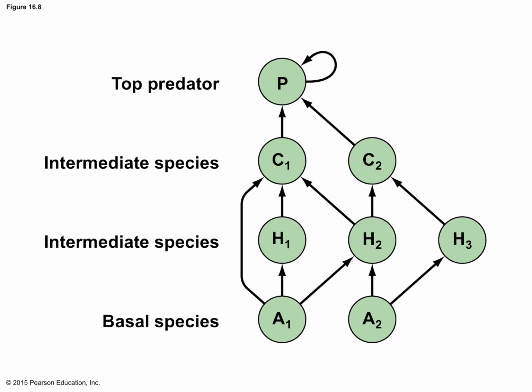So again, this is just showing us the basic structural framework of the food web. It's showing us the links in terms of what directions energy is flowing, and really who is feeding on whom in terms of basal species, intermediate species, and top predators.